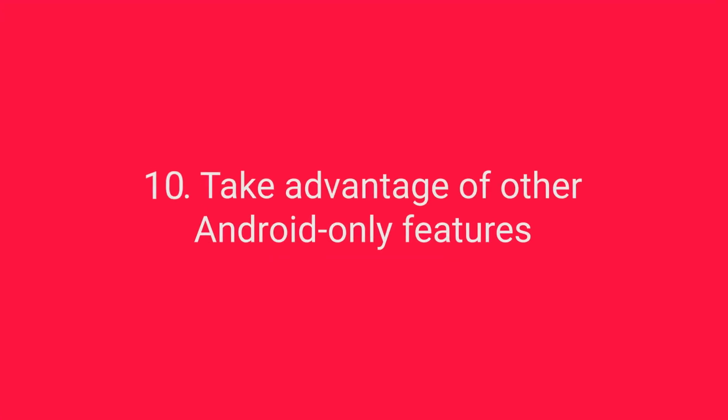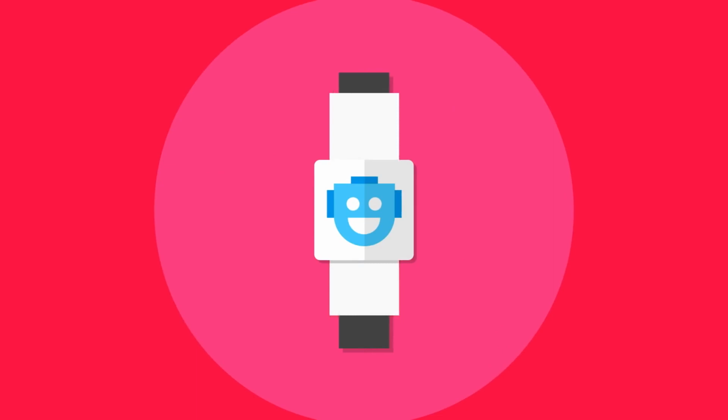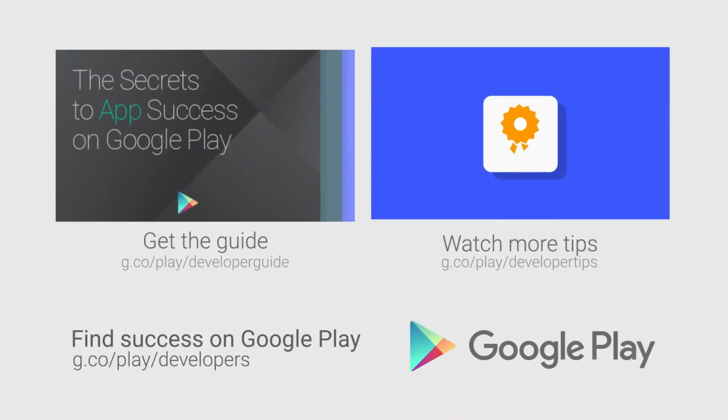Take advantage of other Android-only features. Your app can deliver content through other features that users can only get on Android. Users can add widgets from your app on their home screen or lock screen, and Daydream shows content from your app while the user's phone is docked or charging.